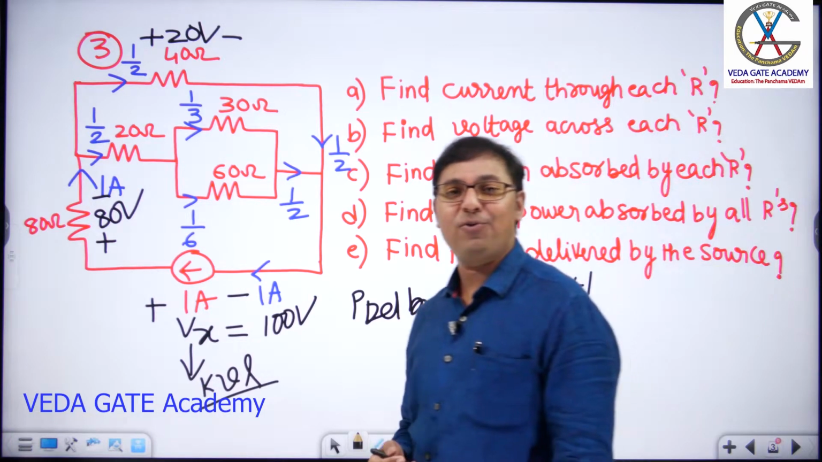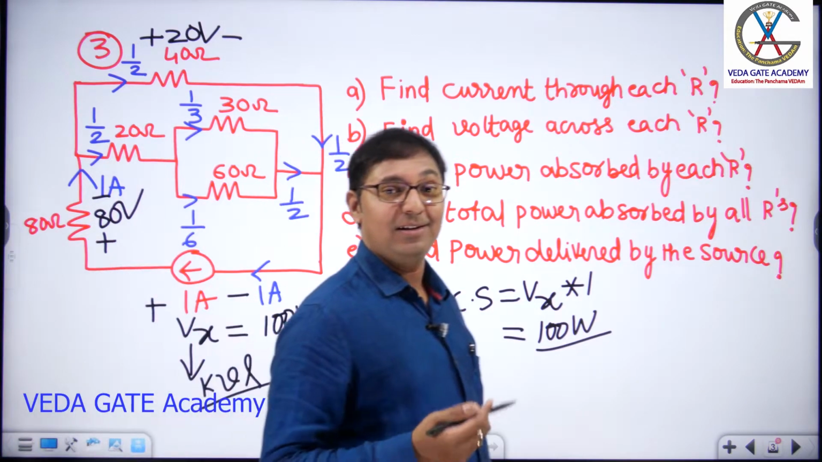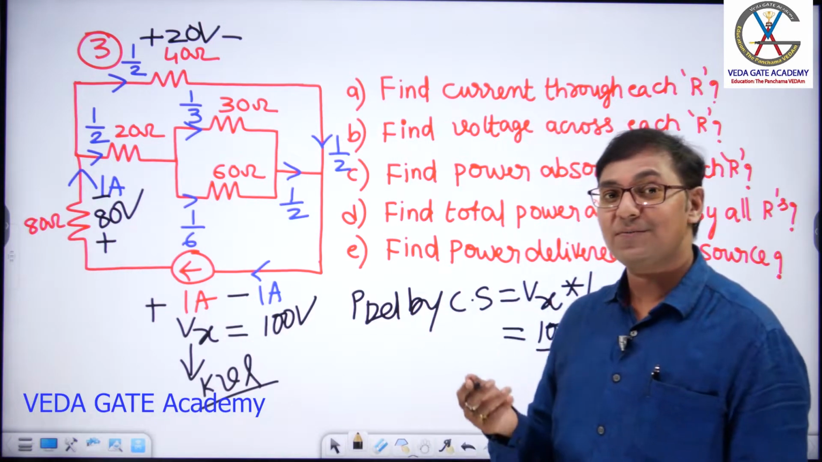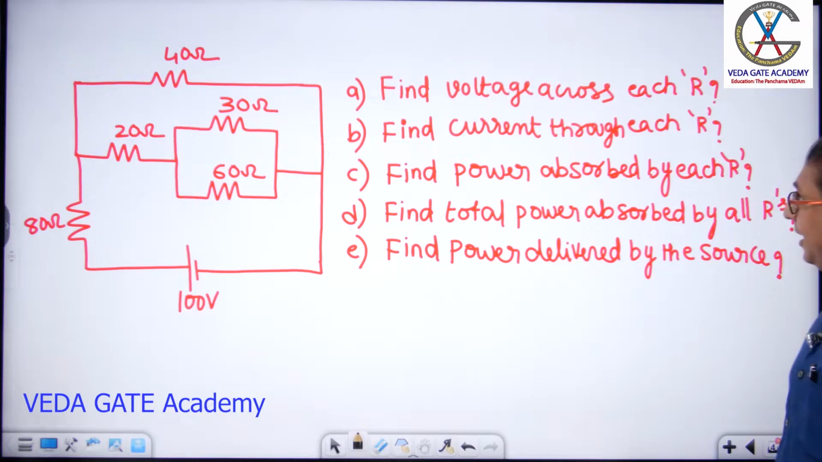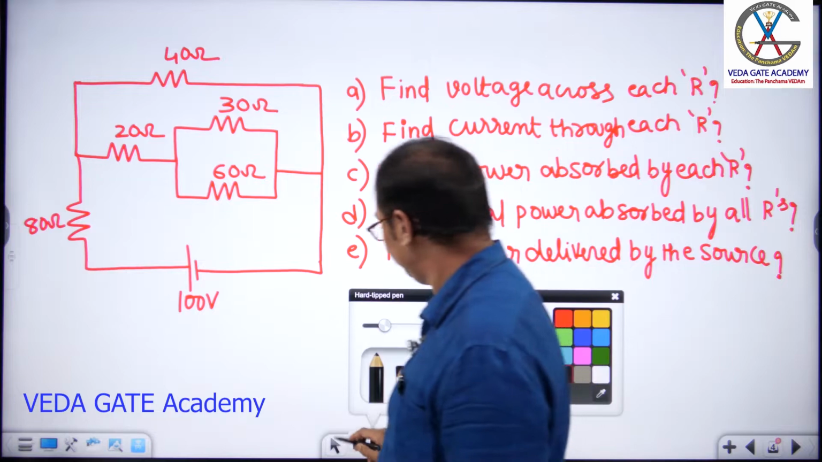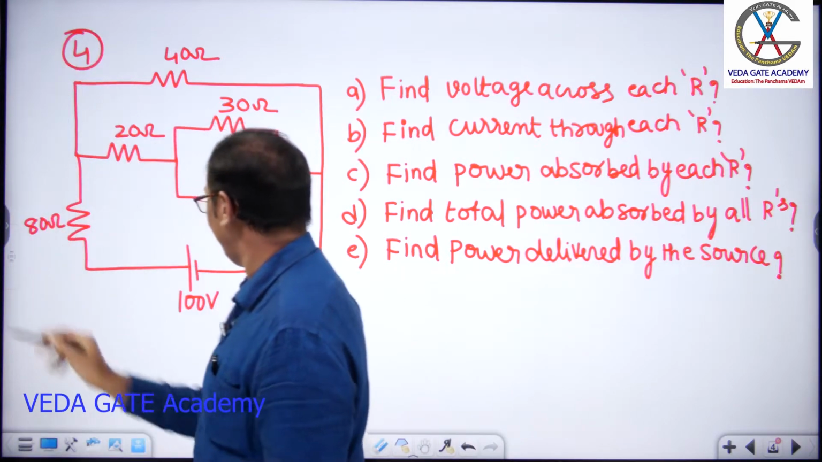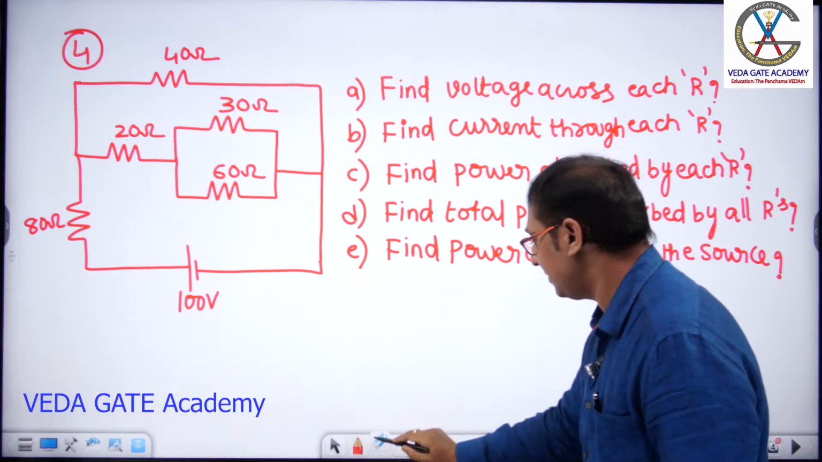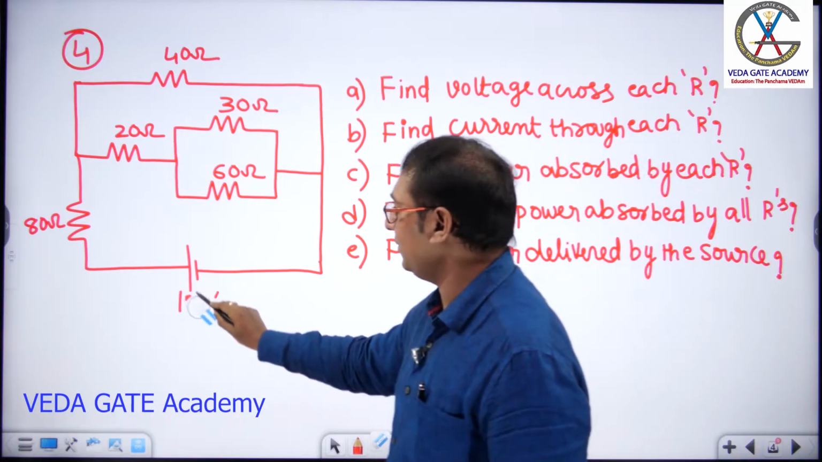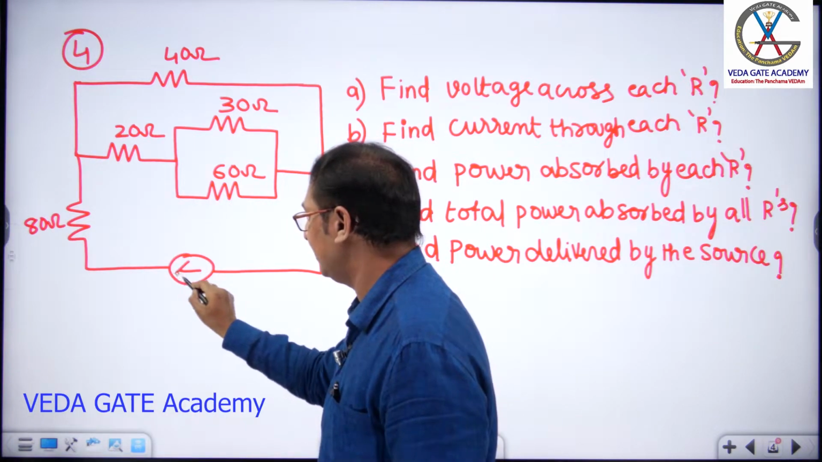Shall we go with the next question? Fourth question. What came as the fourth question? You can easily guess: replace the voltage source of the second question with a current source. Observe, sir, the second question. What is the source we are having? Voltage source. Replace this with what? Current source. Yes, I am replacing it with a current source.